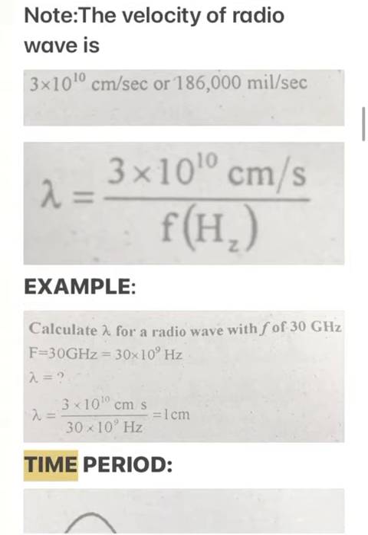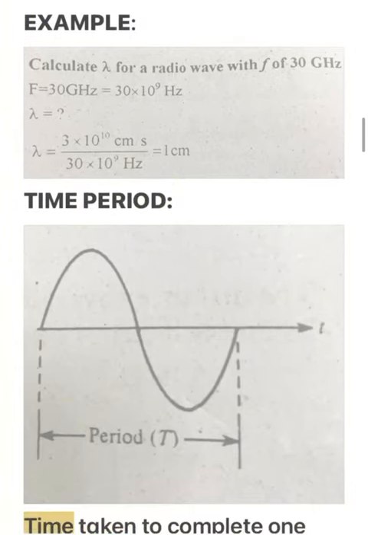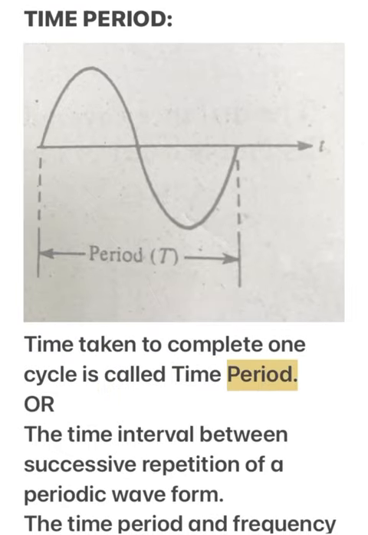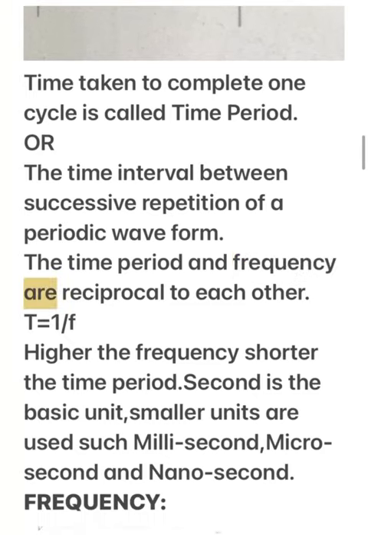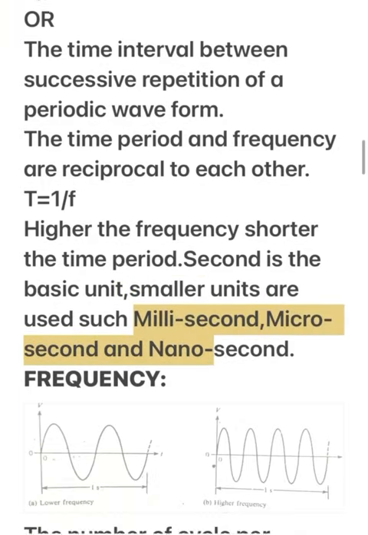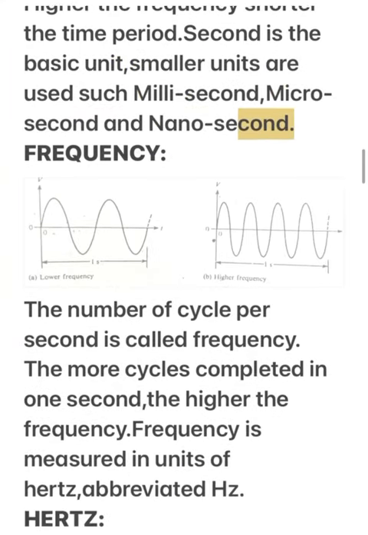Time period. The time taken to complete one cycle is called the time period, or the time interval between successive repetitions of a periodic waveform. The time period and frequency are reciprocal to each other. T equals 1/f. The higher the frequency, the shorter the time period. Second is the basic unit. Smaller units are used, such as millisecond, microsecond and nanosecond.